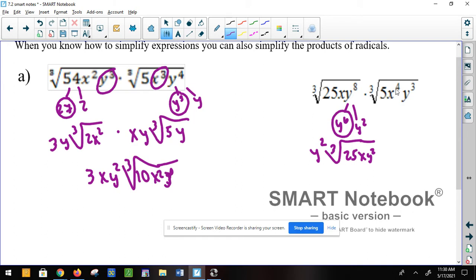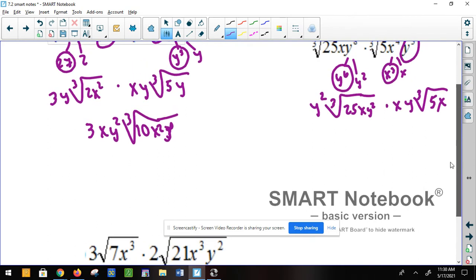Over here, nothing to do with 5. X to the fourth can break into x cubed and x, where cube root of x cubed will be x. Y cubed itself is a perfect cube, so that'll come out as well. Cube root of x cubed is x. Cube root of y cubed is y. And what you're left with is cube root of 5x.